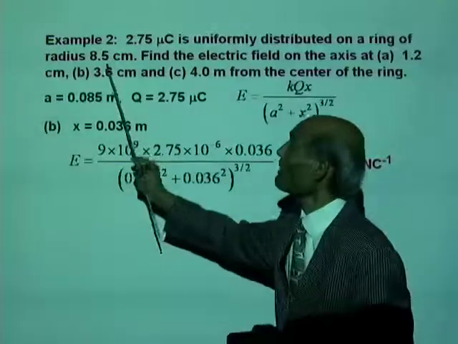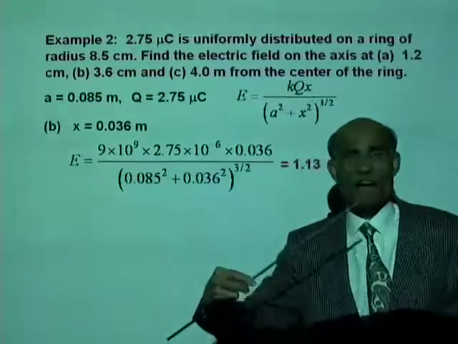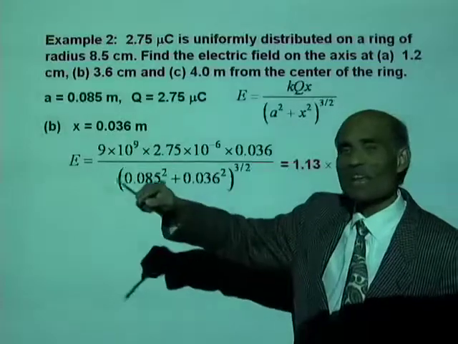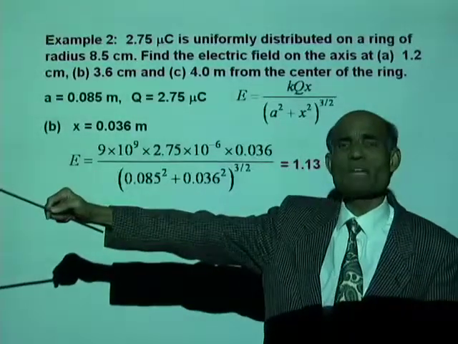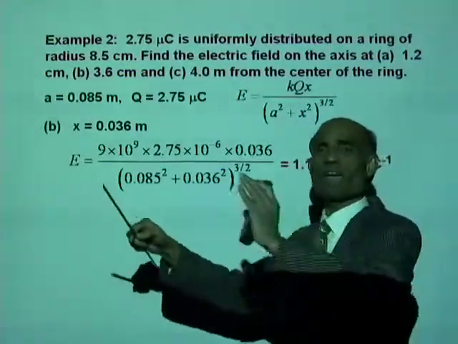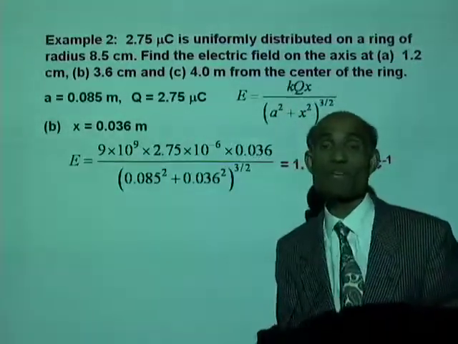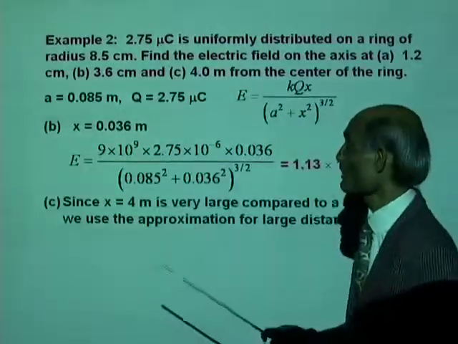How about C? The radius of the ring is 8.5 centimeter. We want to find the electric field at a distance 4 meter. That 4 meter is fairly far compared with the radius of the ring. We can use the approximate formula there.